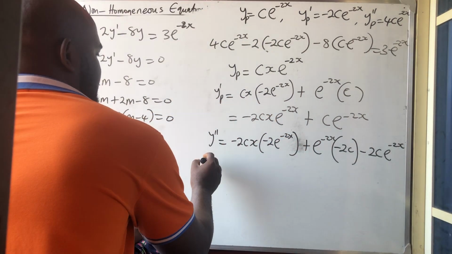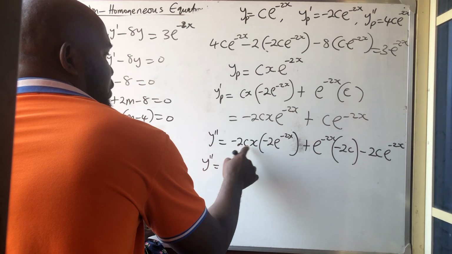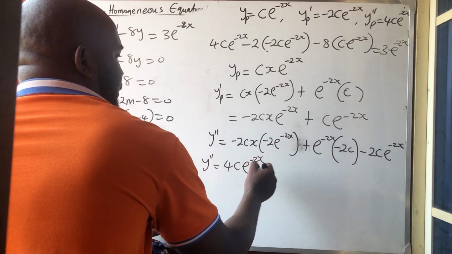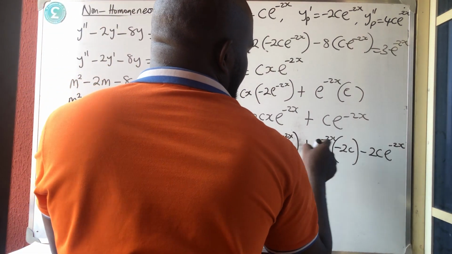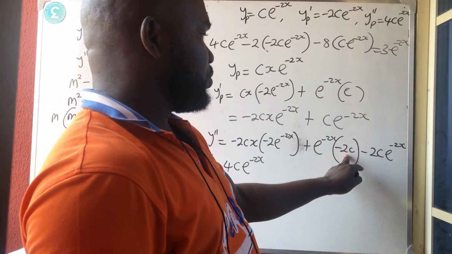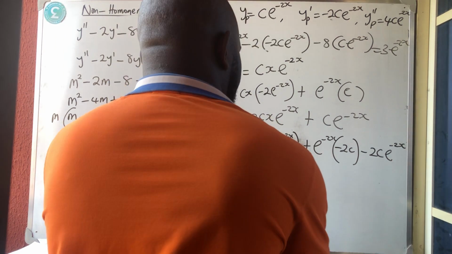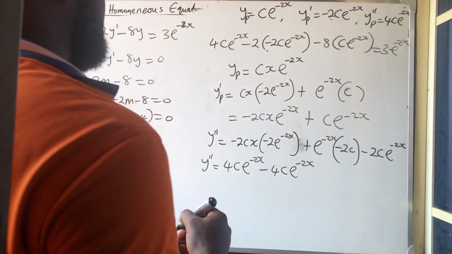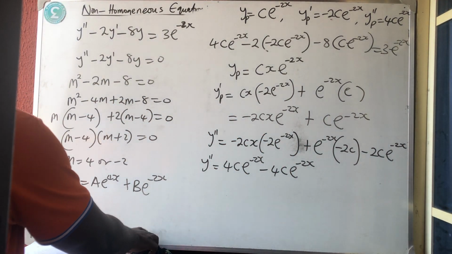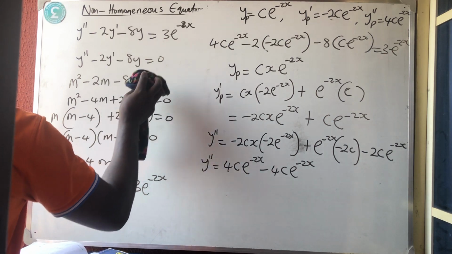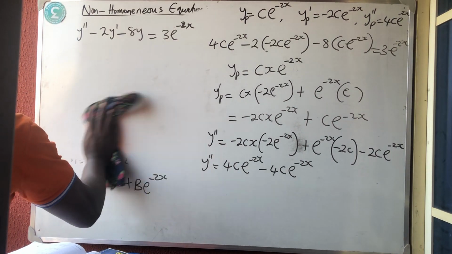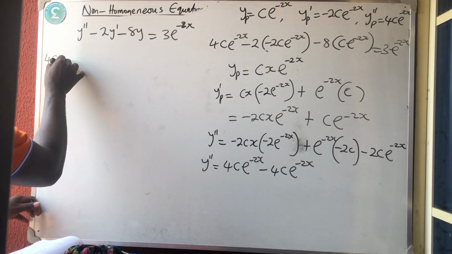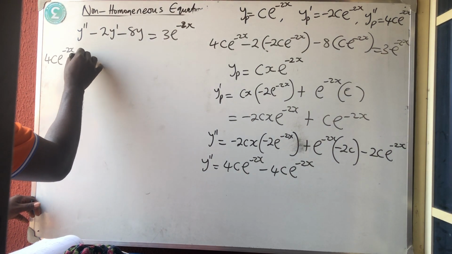Okay? So which is what? That y prime prime is equal to this, and this is giving me 4c e raised power minus 2x. These two will give me minus 2c e raised power this and minus 2, which will give me minus 4c e raised power minus 2x. So this is the second derivative. So we can now start to substitute. So if we are substituting, we are having that what? 4c e raised to power minus 2x minus 4c.